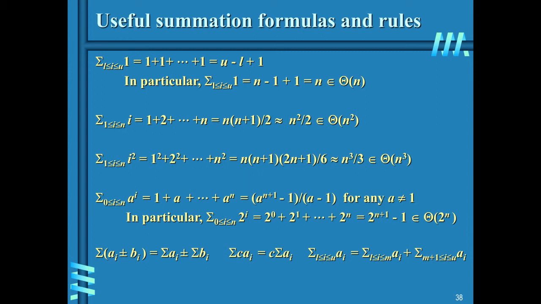And in this algorithm analysis, when we count the number of operations, especially for looping in non-recursive algorithms, sometimes we have to use very useful summation formulas and rules. For example, this is the sum of ones. This is the sum of i. This is the sum of i squared. This is the sum of a to the power of i. This is the sum of a_i plus or minus b_i. And this is the combination of all the previous summations.